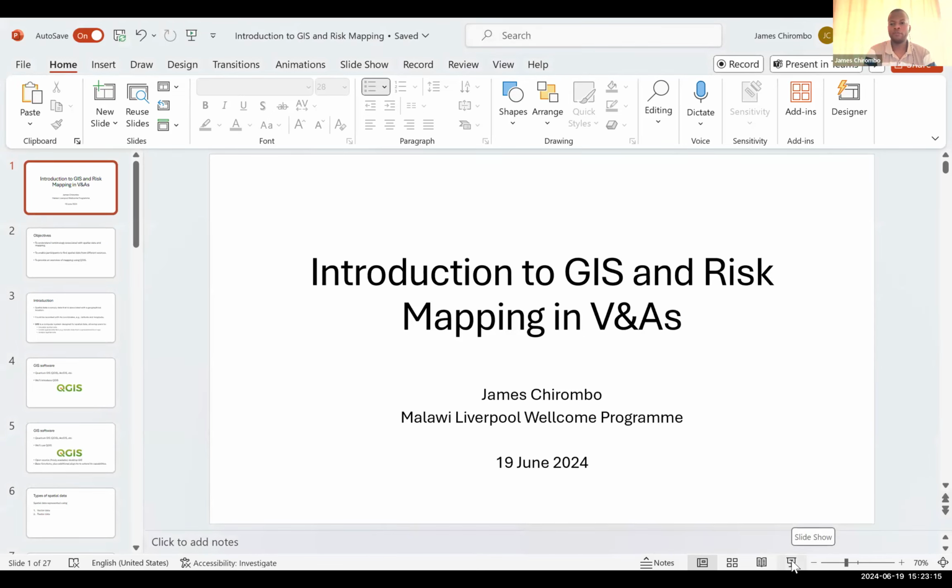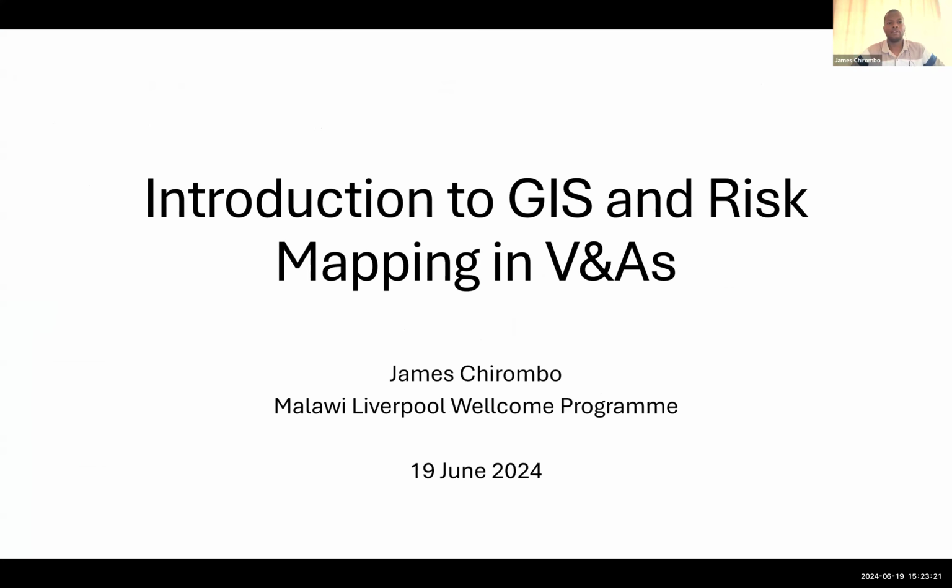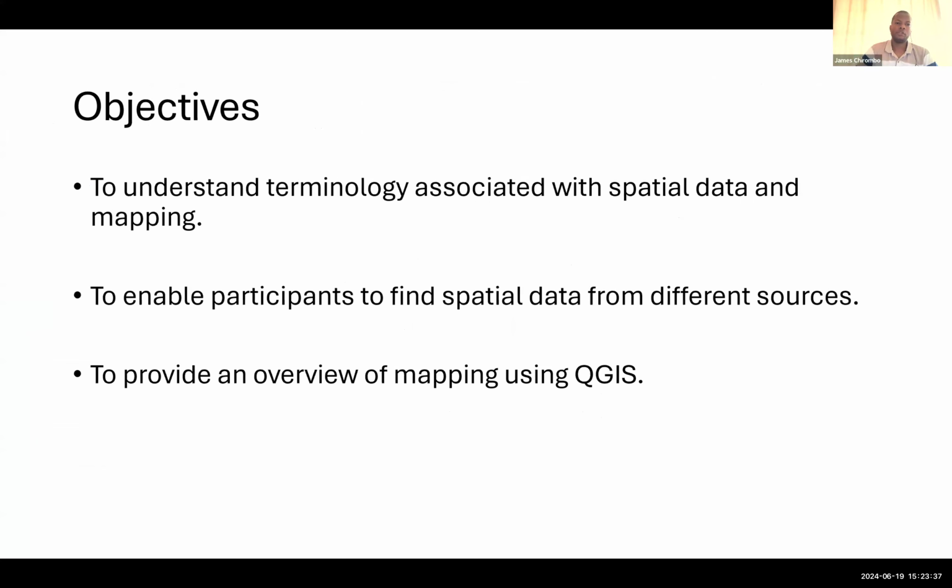I'm going to give a brief overview of GIS. This will be a very basic presentation. Some of these concepts are probably well known to everyone here, but I guess there's no harm reminding ourselves of what GIS and risk mapping is all about. Hopefully through this presentation, we'll be able to understand some of the key terminology associated with GIS and risk mapping, but also point us to some of the more common sources of spatial data that we can use in our work.